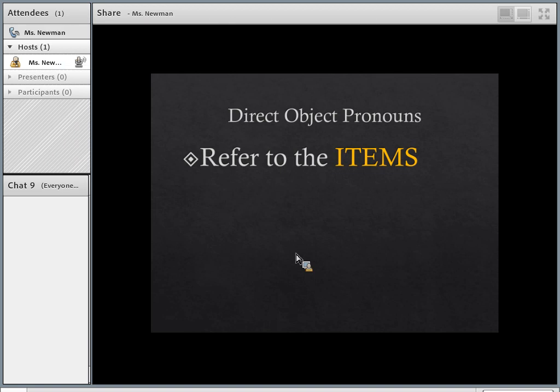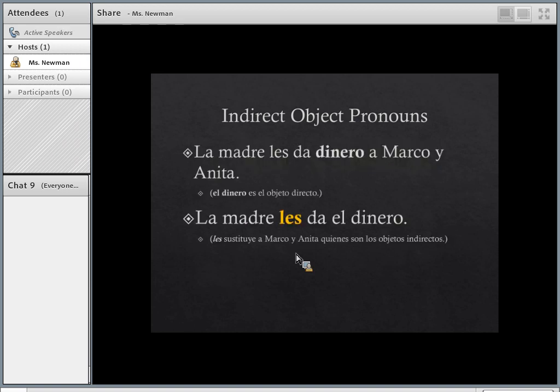Now let's talk about indirect object pronouns. These refer to the people. An indirect object pronoun refers to the person that it's happening to. So whoever you are giving something to or whoever is receiving something, that is the indirect object pronoun. So just a reminder, direct object pronouns are the item, like the item you're giving or buying. The indirect is who it's for, the person that's receiving it or buying it, etc.